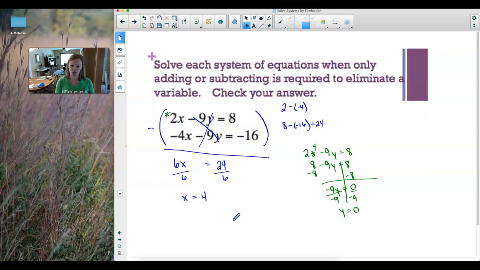Then we can check if it works. Our ordered pair, we're saying that our answer is 4, 0. And we're going to try that in the second one. So I put 4 in for x and 0 in for y. Negative 4 times 4 is negative 16 minus 0, which is negative 16. So my answer of 4, 0 works.